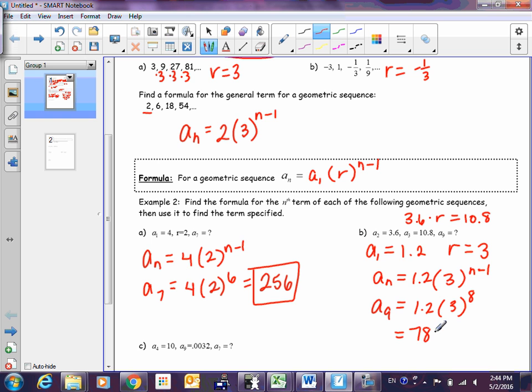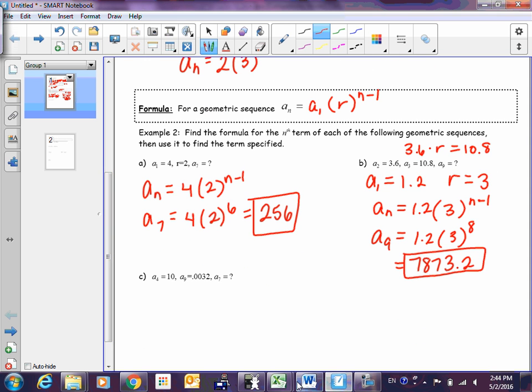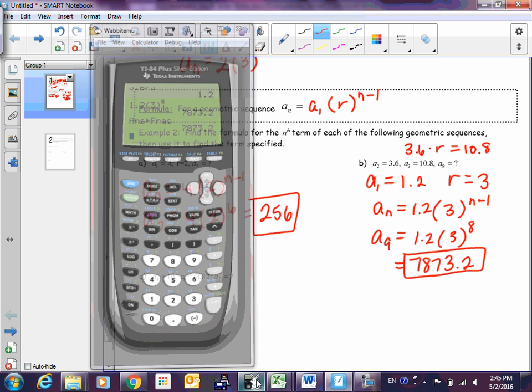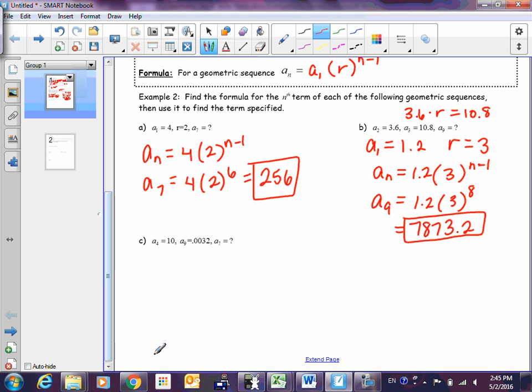So here, if you're getting 7873.2, you're good. Now, decimals are fine here because I didn't have to round. It's still very accurate. But I do want to remind you that if I wanted that to be a fraction, all I would have to do is math frac. Oh, that's not going to like that one. I would have had to do that from the beginning with 1.2. But it's fine to have a decimal here because it started off with a decimal. I know before I was really warning you about using decimals.